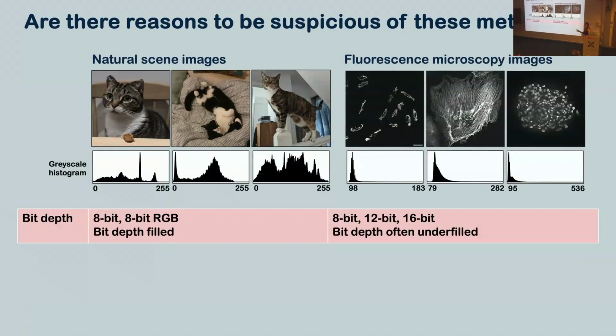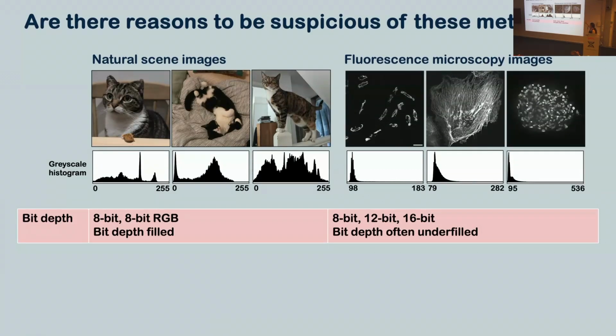Natural scene images are almost always 8-bit or 8-bit RGB images. And if you have a look at the histograms for my lovely cats, you'll see that most of the grey values from 0 to 255 are represented in that image. The histograms go all the way up.